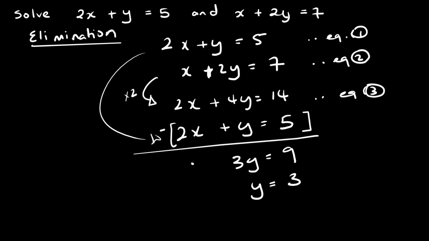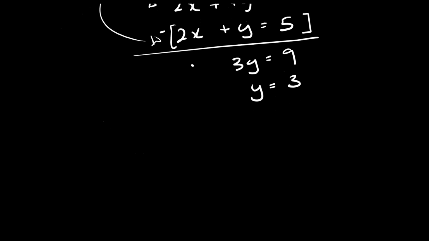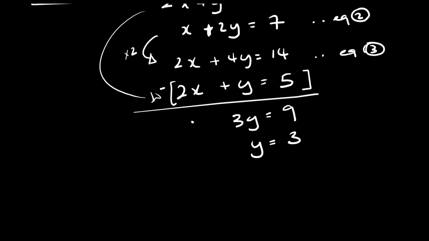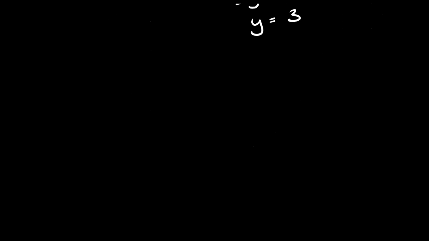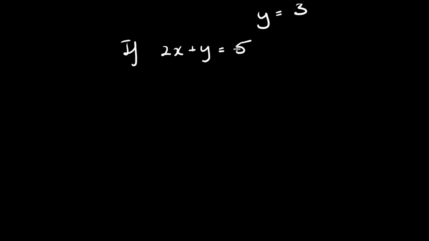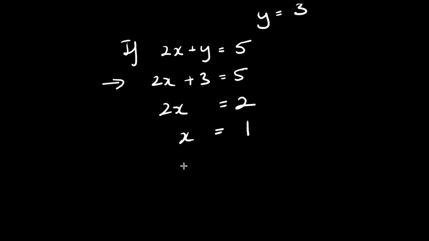Let me scroll this up a bit really quickly. 2x plus y is equal to 5. If 2x plus y is equal to 5, this implies that 2x plus 3 is equal to 5. 2x is equal to 5 minus 3, which is 2. x is equal to 1. So our solution here is going to be (1, 3). And that was via elimination.